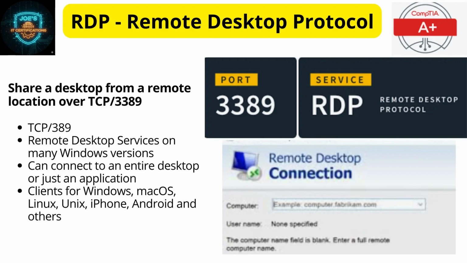This is primarily used to access Windows devices and to be able to control those Windows devices across the network. You can usually do this from a Windows device itself or from many other operating systems as well. You can use RDP to control an entire computer or to simply run a single application on that remote computer. And although RDP is commonly associated with connecting to Windows devices, there are also many RDP clients that would allow you to connect to that Windows computer from macOS, Linux, Unix, iPhone, and other operating systems as well.